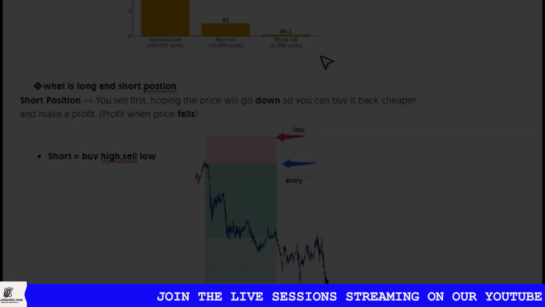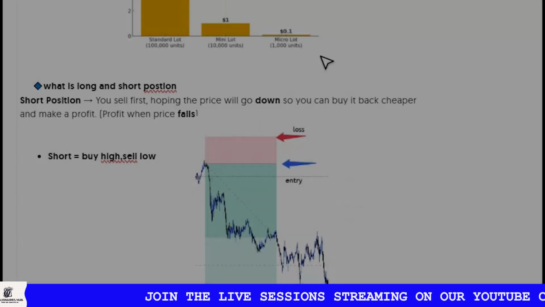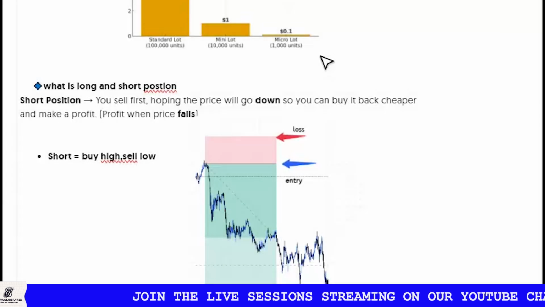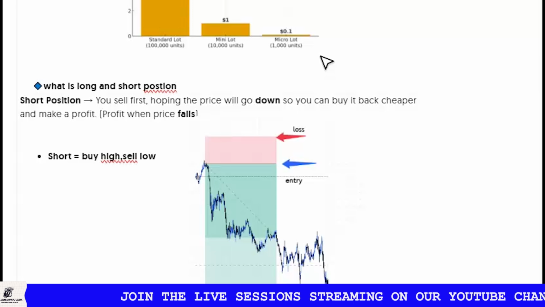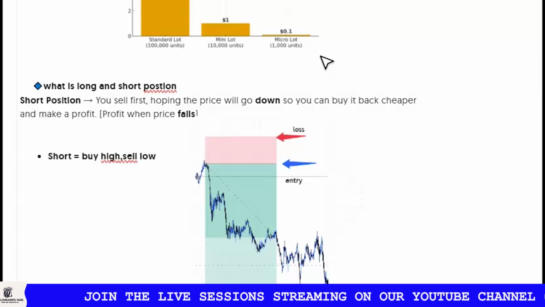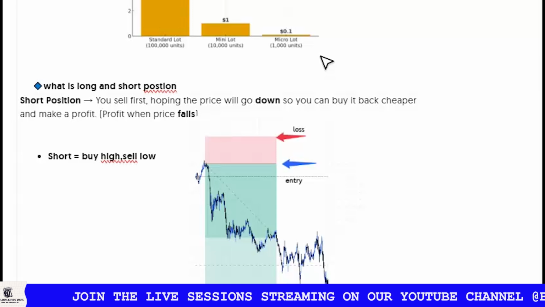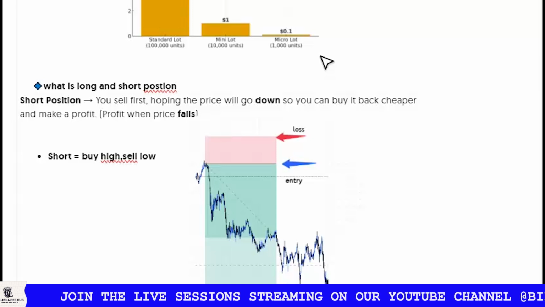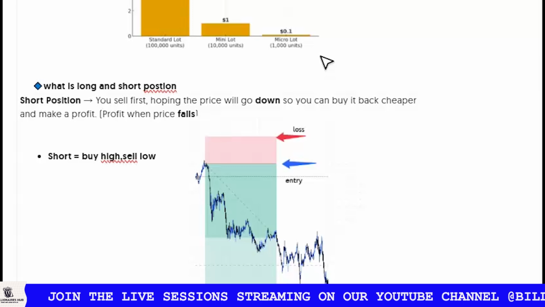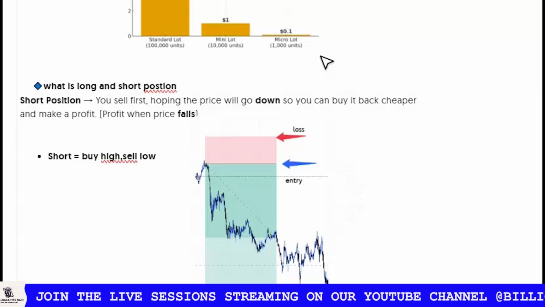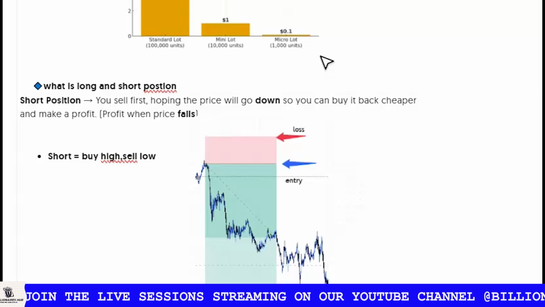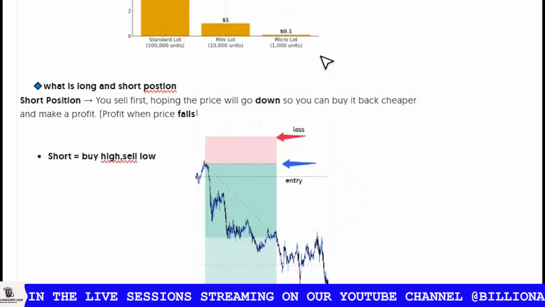Question number 2. What is long and short position? So short position means that you are selling the currency pair, meaning that you are anticipating that the quote currency will get stronger than the base currency. Hope you remember what we said is the base and the quote currency. The base is the first currency in the pair, and the quote currency is the last currency in that pair.